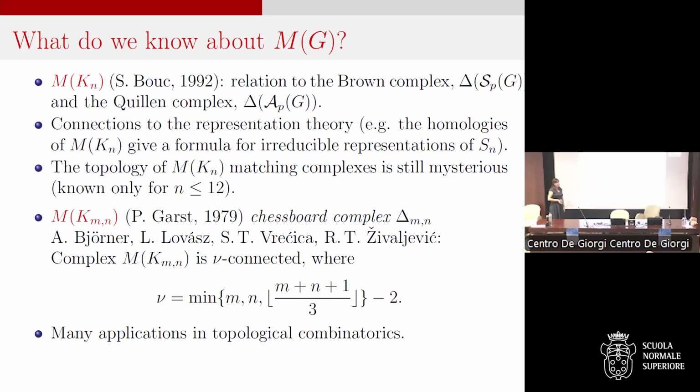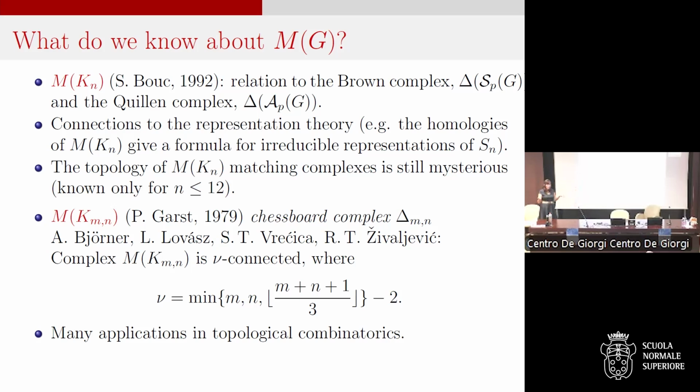And what do we know about them? Again, too much on one slide. These complexes come from the algebraic world. For example, this complex appeared in relation to those groups, and M of Kn. And there are so many things where you can see this matching complex. There are various connections to representation theory, but this is interesting: we still don't know much about the topology. It is still very mysterious.